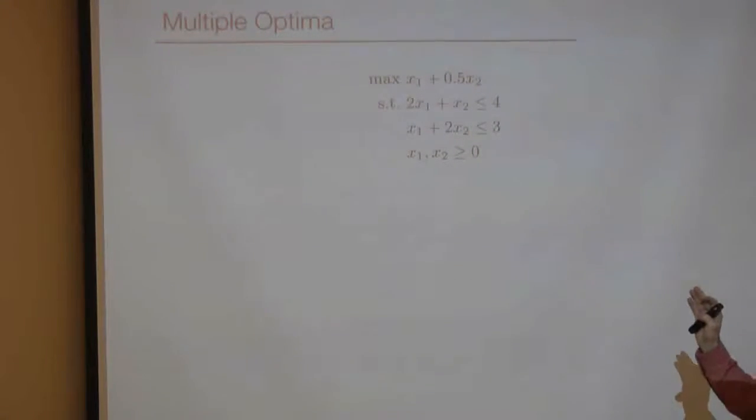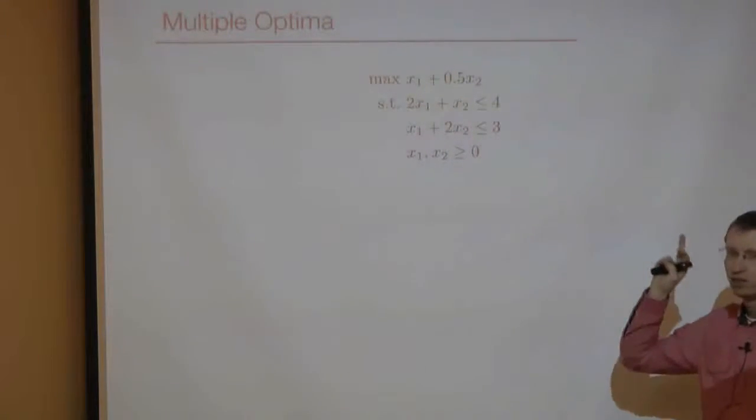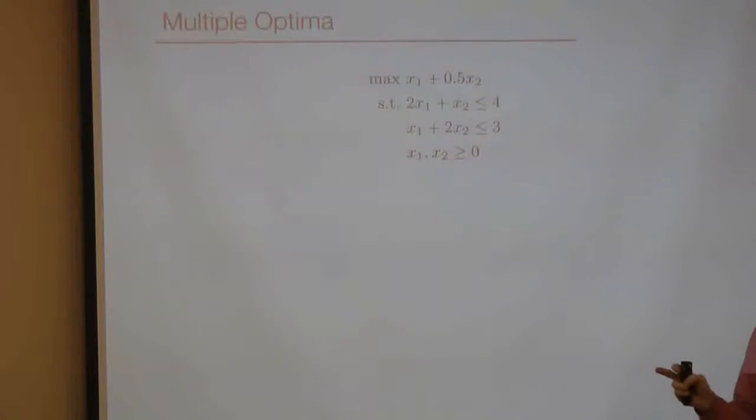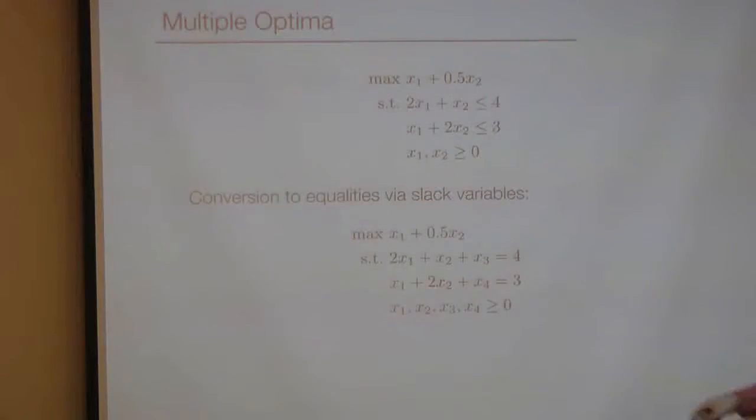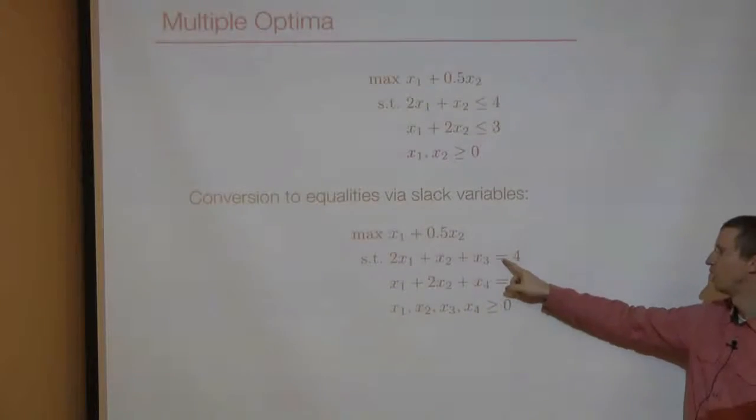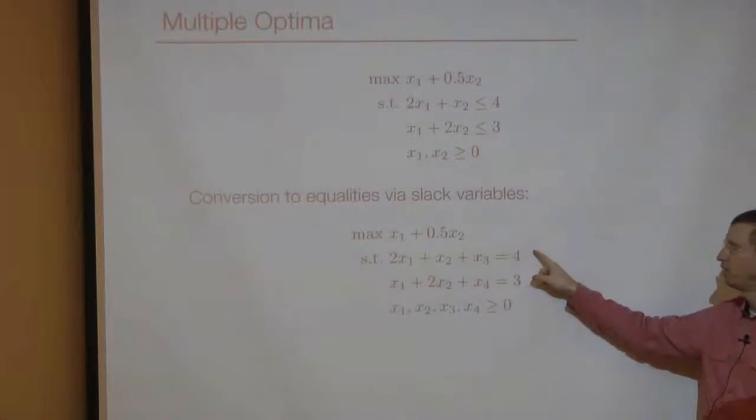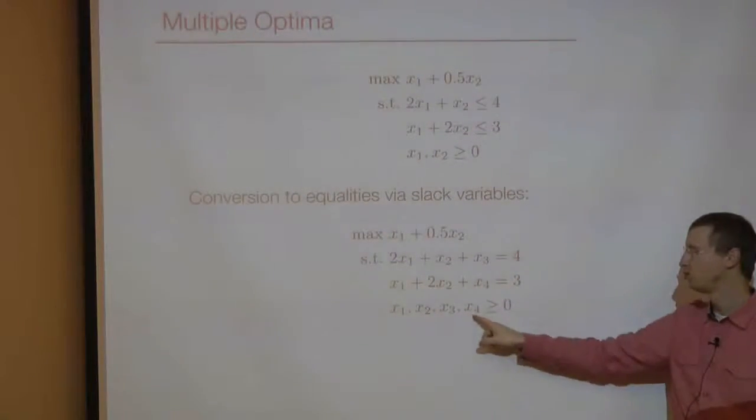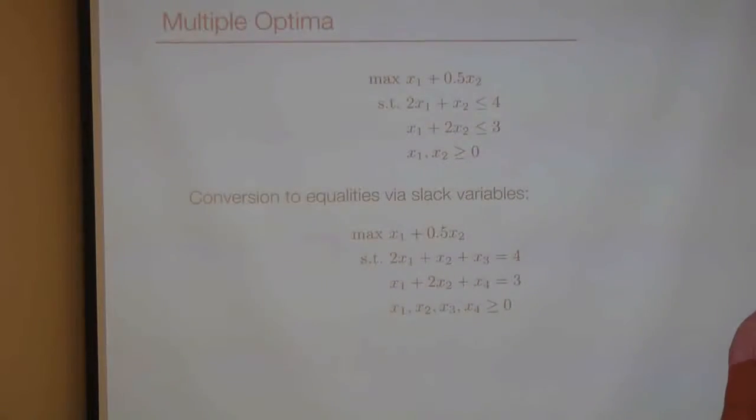So what we need to do first is to convert inequalities to equalities by adding slack variables to the left-hand side of the inequality constraint. So that's what we do first. So here we are adding x3, x4. That allows us to convert inequalities to equalities, and we have to say that the slack variables are non-negative.